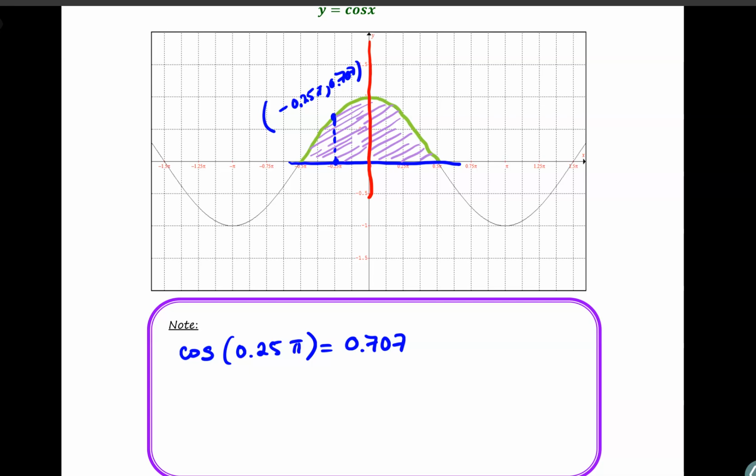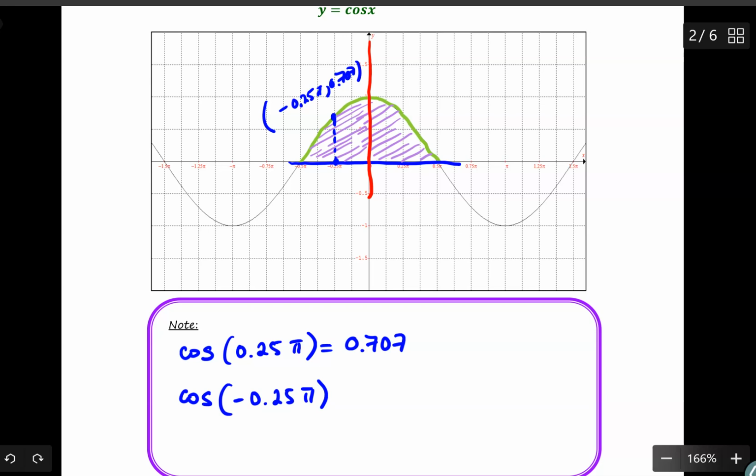Then what I do next is take cos of negative 0.25 pi to see if it's still equal to 0.707. So I take this value, project it up here, and then you see this is exactly the same.